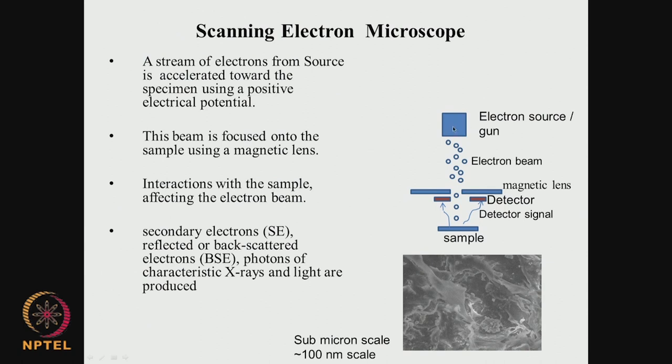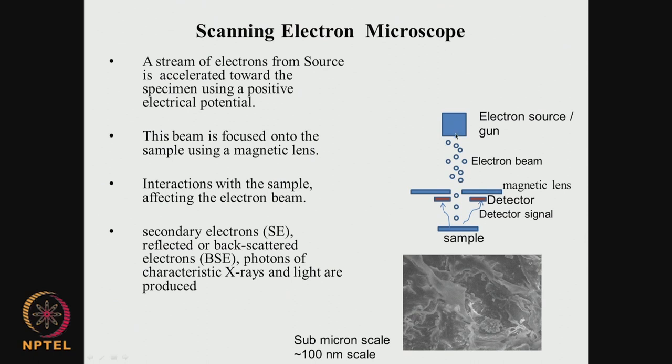So here, a stream of electrons from an electron gun or a source is accelerated by using some voltages, and then there is a magnetic lens, so it's focused. This is all done through a positive electric potential because the electrons are negative. So it is focused through a magnetic lens, and then it hits the sample. So secondary electrons or reflected, backscattered electrons, it could be even photons of characteristic X-rays and light are produced. So here you have a detector, and from the detector you measure it.